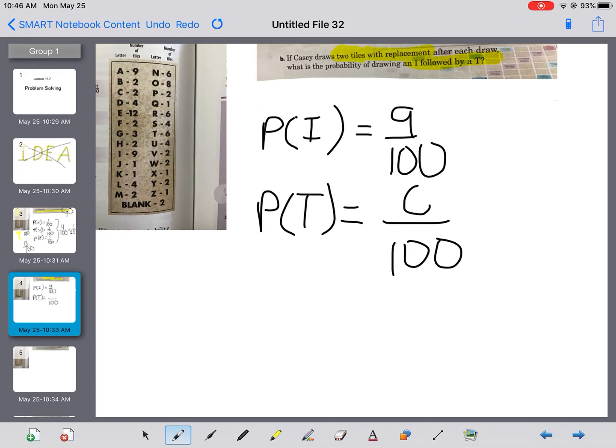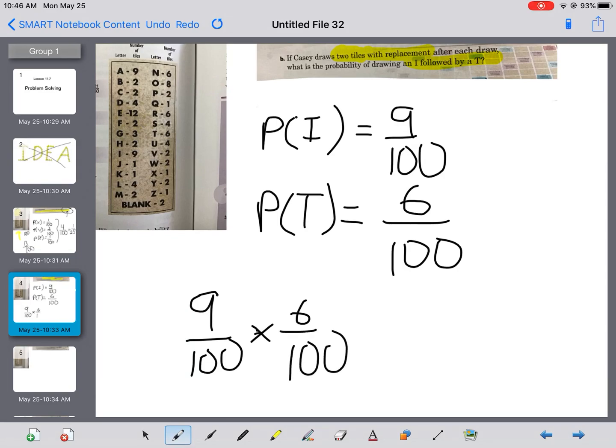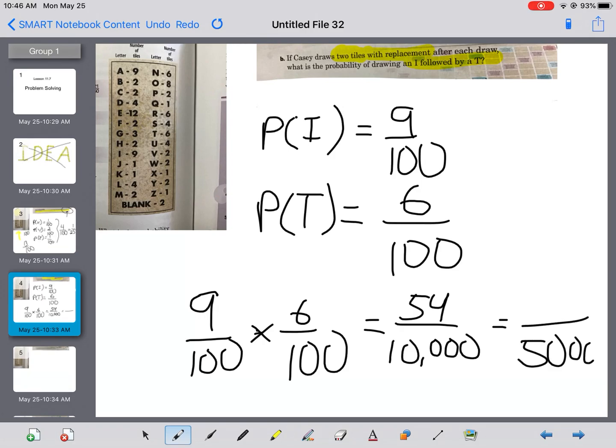And there's 6 T's. Now, because these are compound events, I multiply the probability of each of these. So I get 9 times 6, I multiply the top, 54. 100 times 100, I should get 10,000 because I add up all the zeros. I can divide both of those by 2, and I will get 27 out of 5,000.